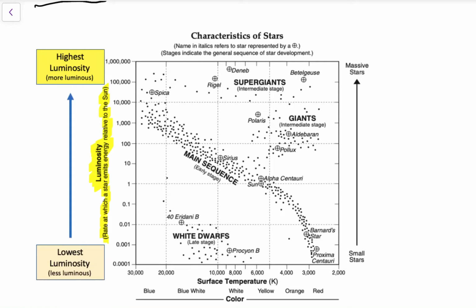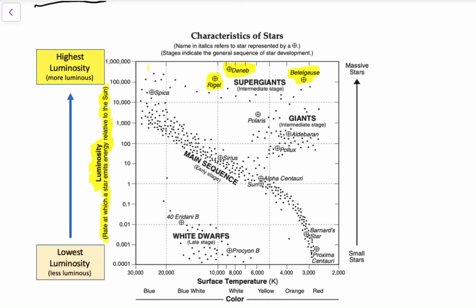When we look at this diagram, the star that has the highest luminosity is the star that's highest up on the chart. So if we look across the very top of the chart, we could see that Deneb is the most luminous star on this chart. Then we can work our way down. It looks like Rigel is a little bit lower than Deneb. That's the second brightest star. And Betelgeuse comes in. It kind of looks like they might have a pretty similar luminosity.